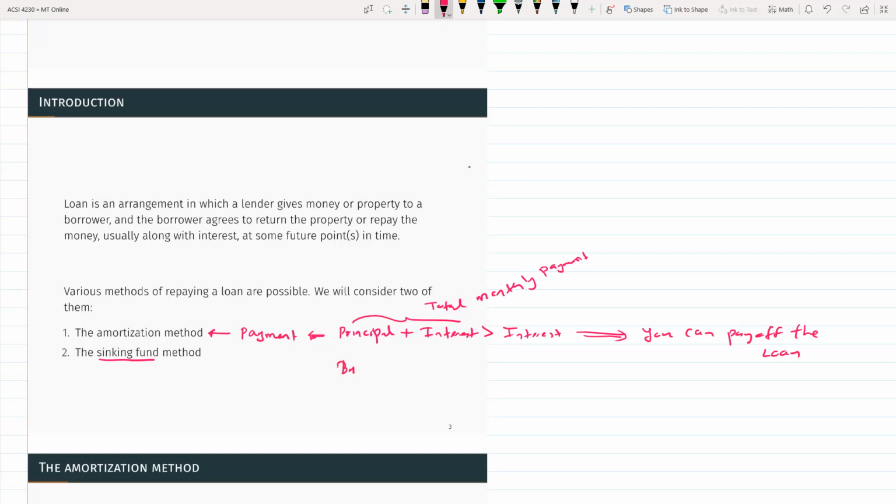But if your payment is less than the interest due, or the interest amount you have to pay out, then what's going to happen? You are going to be in a situation we call negative amortization, where you will not be able to pay off the loan. Also, your principal amount will increase.